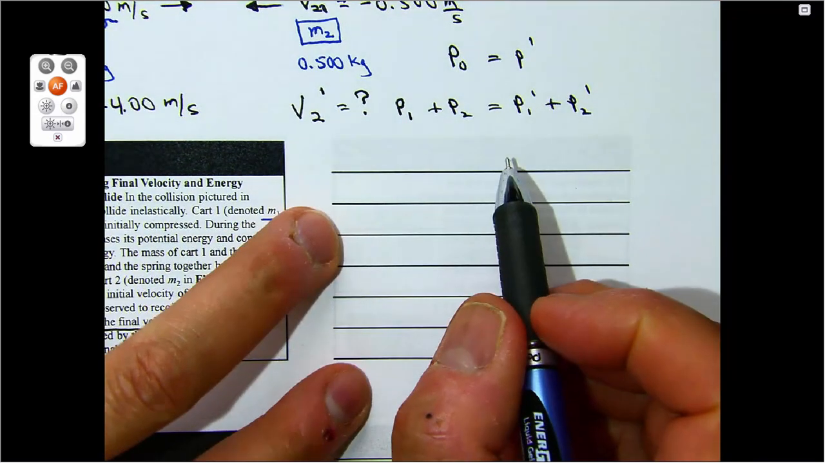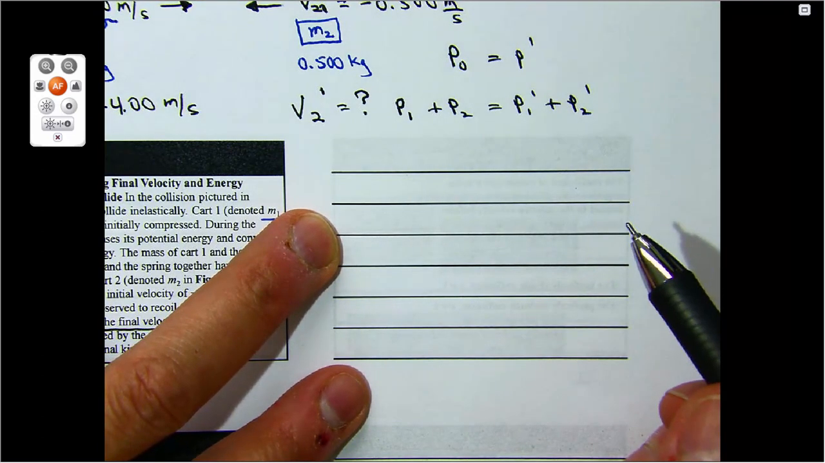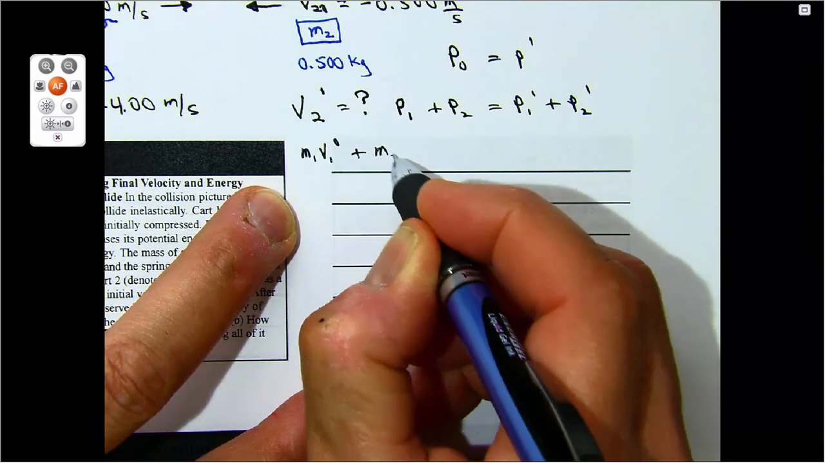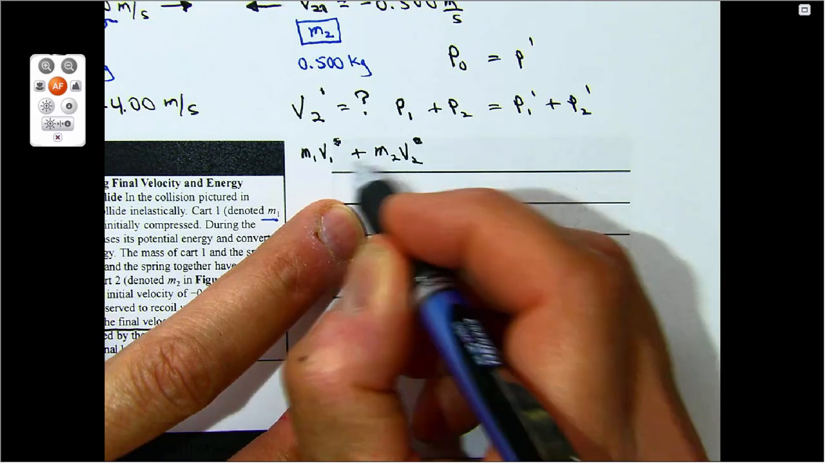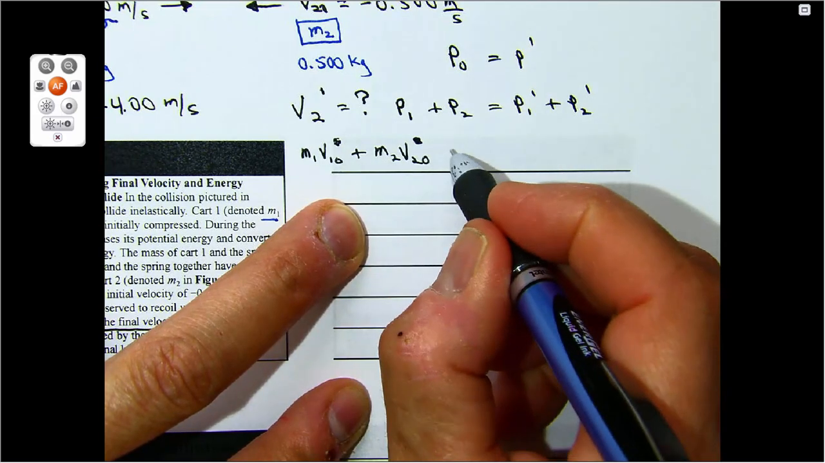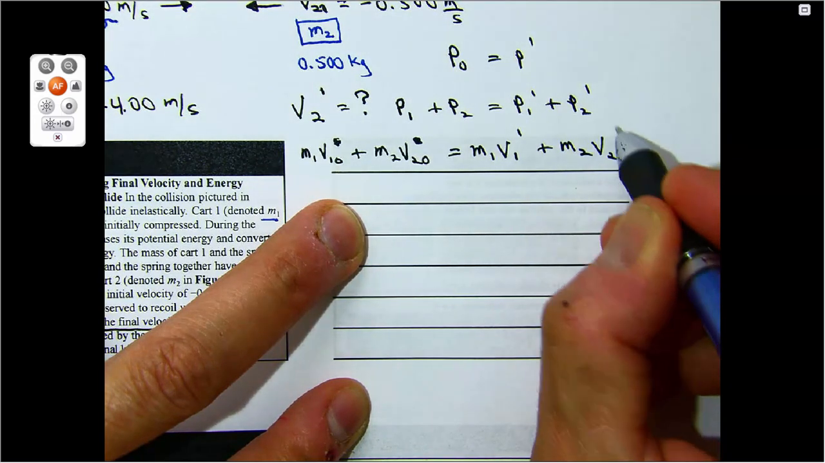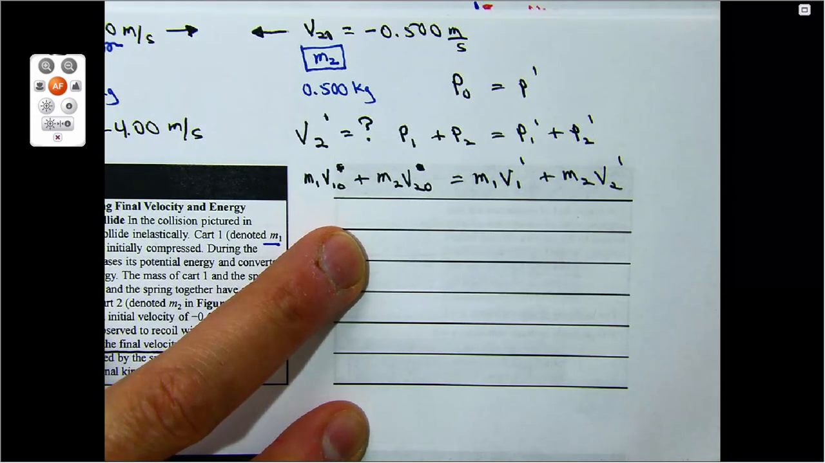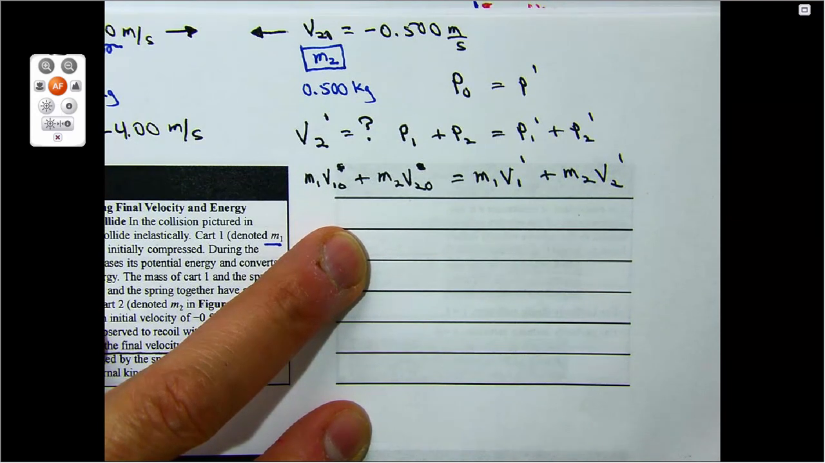Now we're going to need momentum 1, mass 1, V1 initial, right? So you're going to have M1 V1 initial plus M2 V2 initial. Why am I putting them up there? They go down there. Equals M1 V1 prime plus M2 V2 prime. Nothing new there. What are we looking for? We're looking for V2 prime.